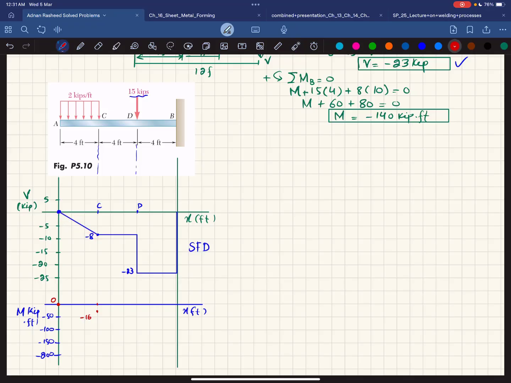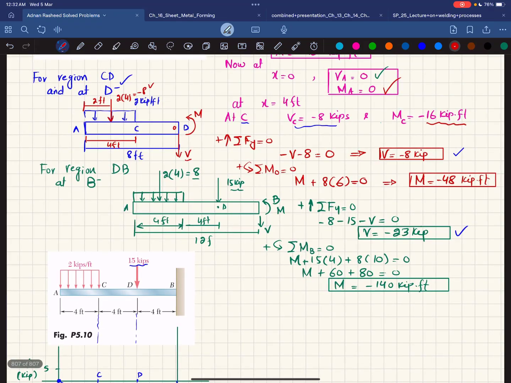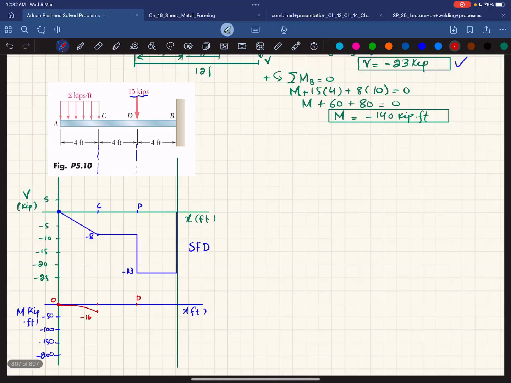So bending moment will be a second degree curve and it will be like this. Okay, it will be like this. Now, what is the value of moment at point D? So you can see this is the value, which is minus 48 kips. So minus 48 kips will be somewhere approximately here.